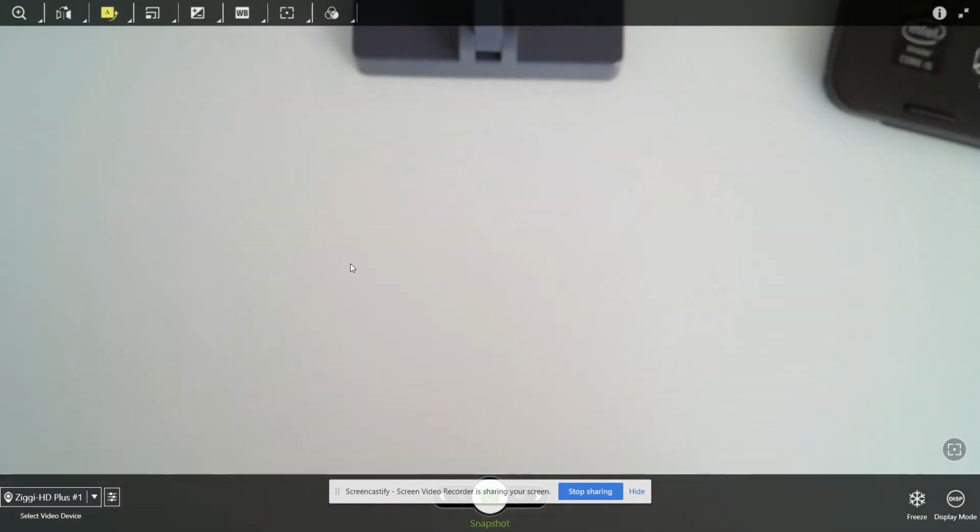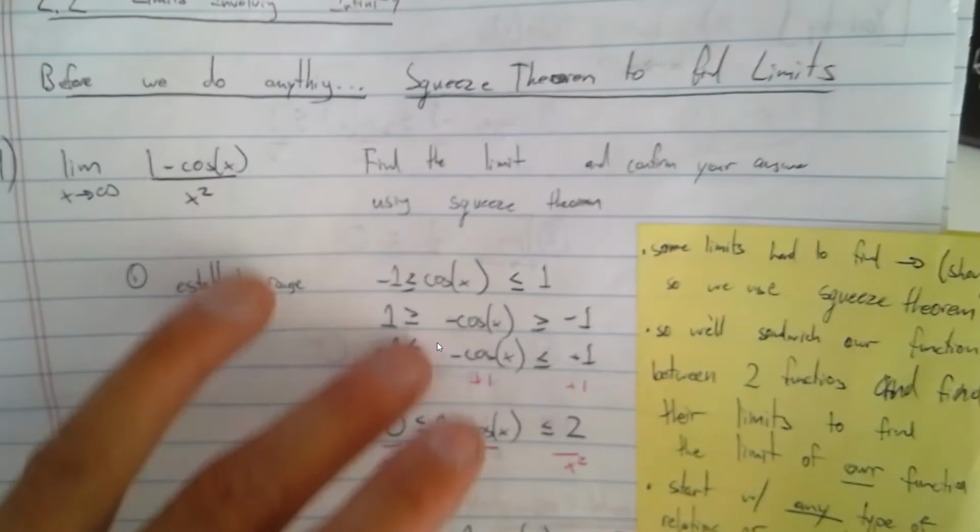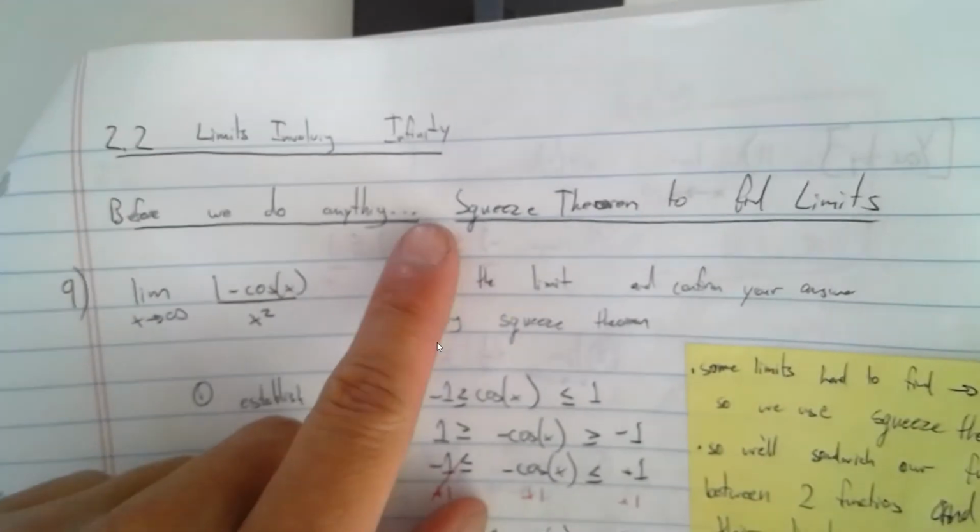But okay, so let's go ahead and continue where we were. We were at squeeze theorem, if I remember correctly. Okay, there we are. I believe we left off here. Your notes might look a tad bit different from mine in terms of where things are organized, but it's the same thing. So we did squeeze theorem in 2.2, limits involving infinity.